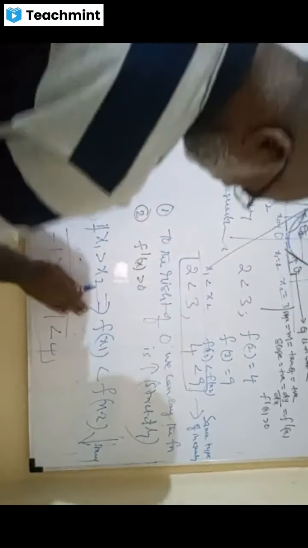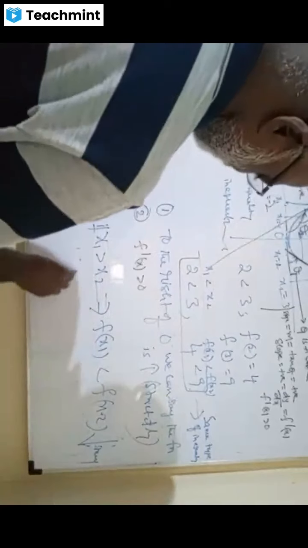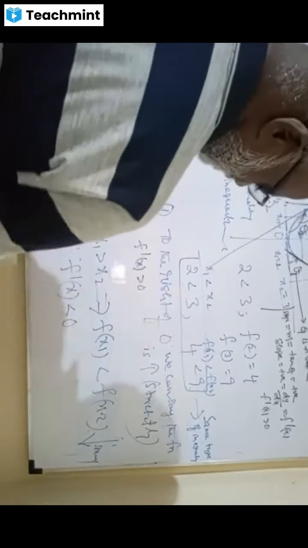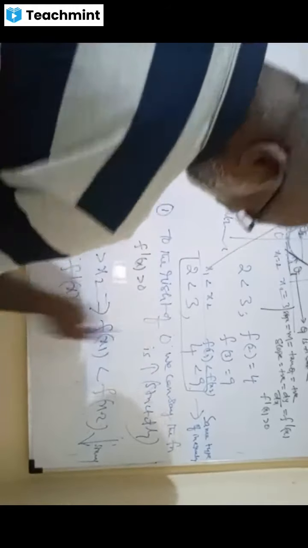Okay? That's one definition. What is the second definition? In terms of derivatives, f dash x is less than 0. Positive slope, increasing function. Negative slope, decreasing function. Yes, that's all.